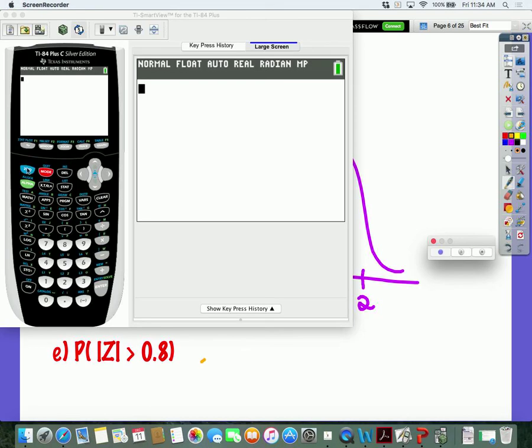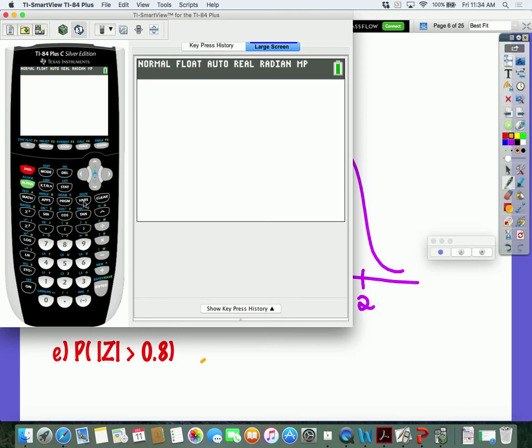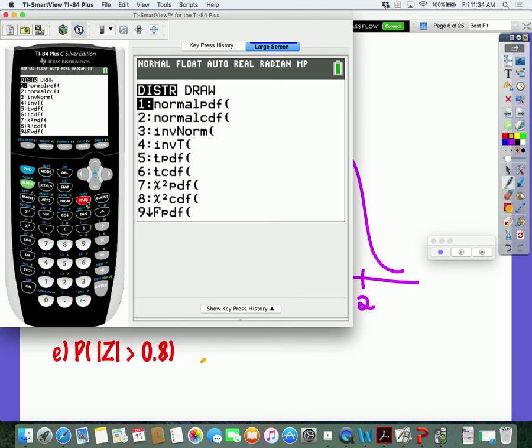Alright, so to figure this out, we go to second bars. Press the second button, press our bars button, and we're gonna go down to normal CDF. So you go to normal CDF and you click enter. So second bars, located right beside the clear button. You go to option 2, normal CDF, and if you look, that light blue above the bars button is distribution. So if you ever forget, think about, okay, I'm looking for distribution. Here it is. You click enter.